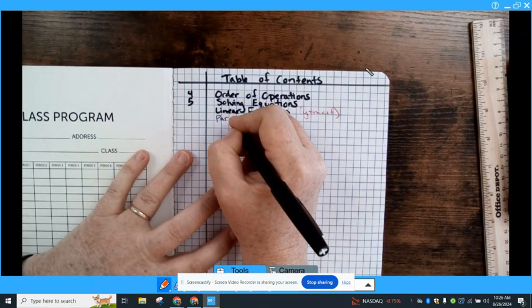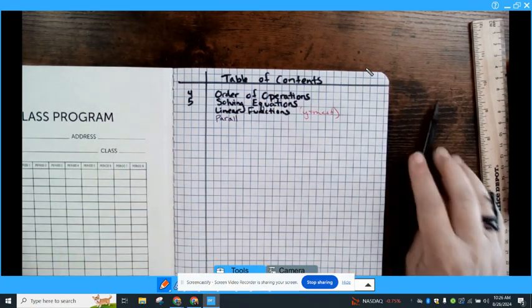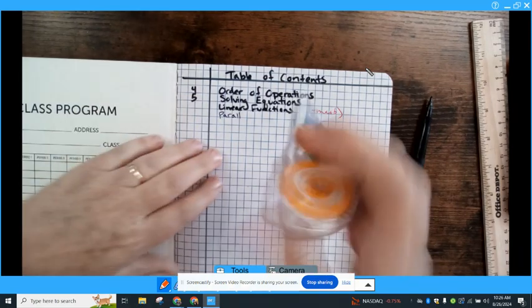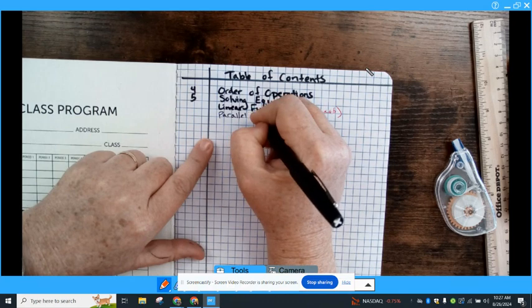I forgot how to spell parallel for a second. Parallel. Oh my god, that's wrong. What's wrong with me? No, it's not. That's right. Parallel and perpendicular.